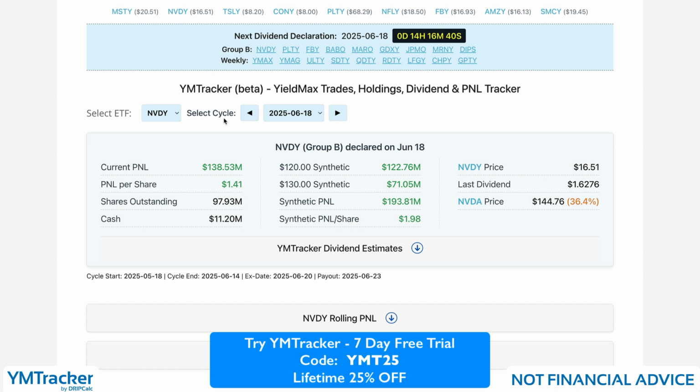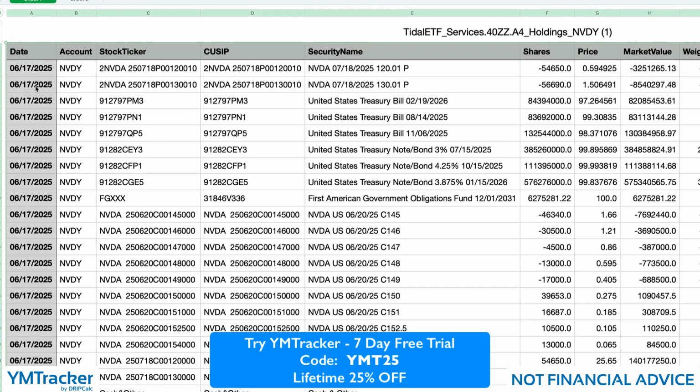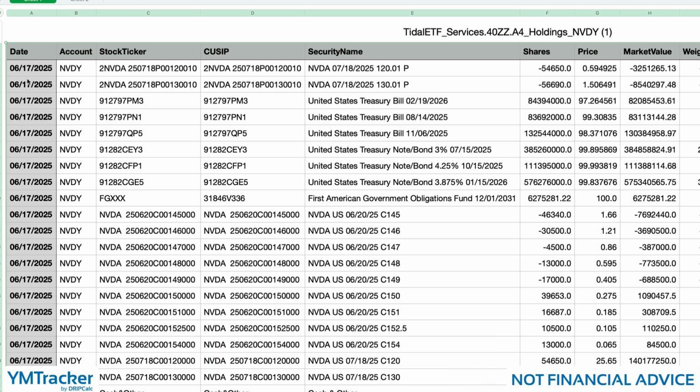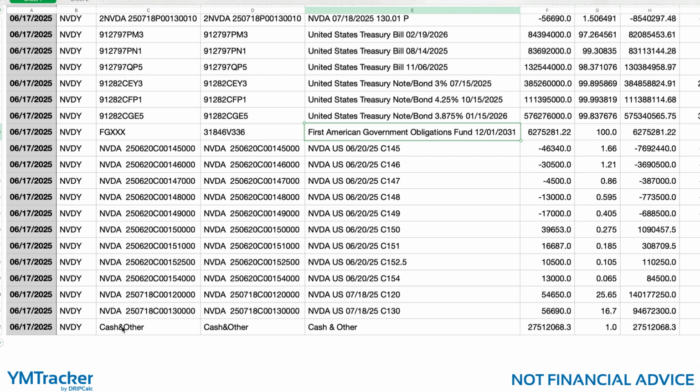And just to show you what the export file is, so here is the NVIDIA holdings. The date here shows the 17th, and I just downloaded it. In the evening, I will show the 18th, but it's basically for today. It doesn't matter. So it shows all the positions that the NVIDIA fund holds, okay? So there's the puts that they sold. Here are the treasury bills, and also this FGXXX, that's a government obligation fund, and also some cash.